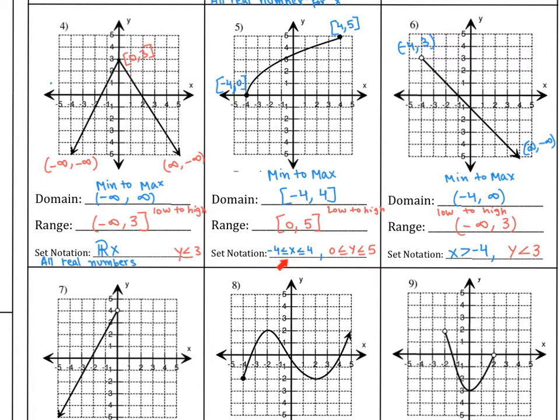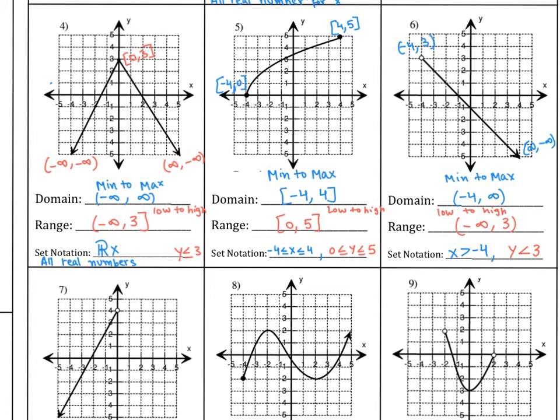Now the interval notation is that the x is starting from -4 and ending at 4. So x is greater than or equal to -4 and less than or equal to 4. For your y value, it is greater than or equal to 0 and less than or equal to 5.